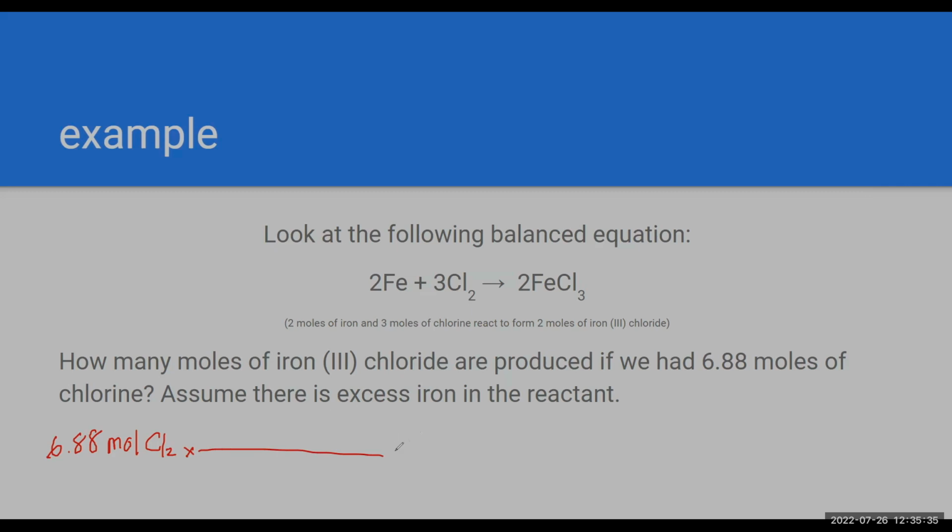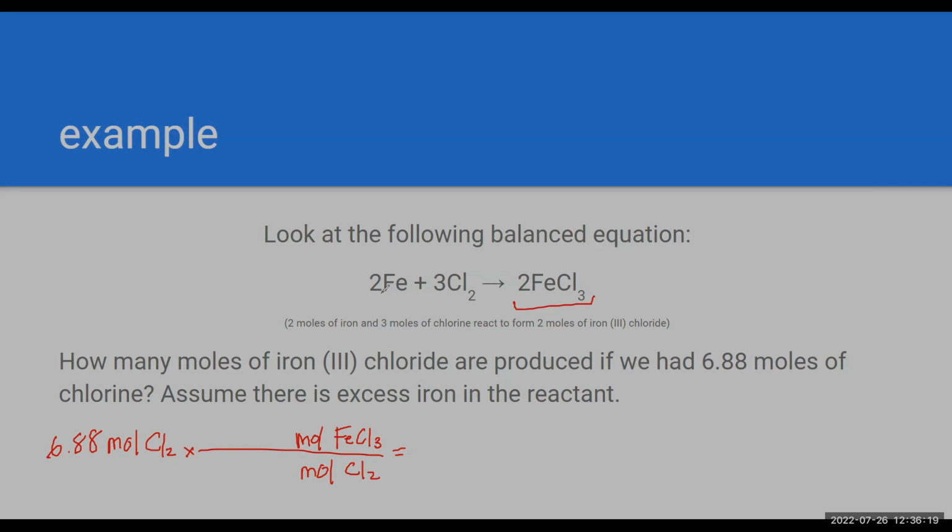And what we want at the very end is to basically get the moles of iron 3 chloride. So that's going to be our product. So I want the numerator of the conversion factor to be moles of FeCl3. And then we want the denominator to cancel out. So I'm going to put moles of Cl2 in the denominator. And the numbers that we're going to put in here, we're basically just going to look at the balanced reaction and then find out which numbers go where.